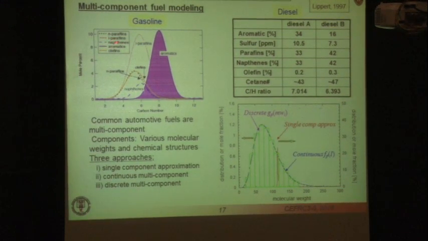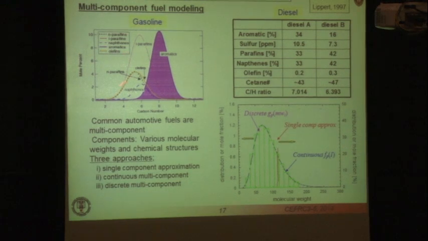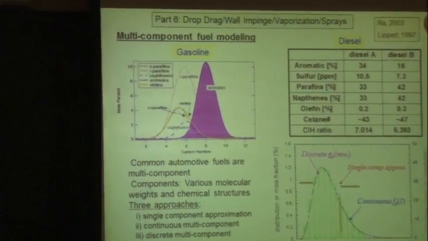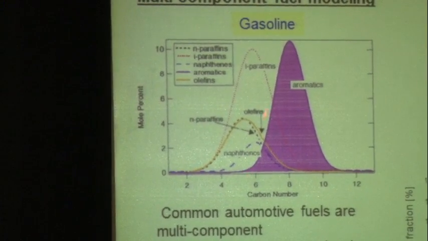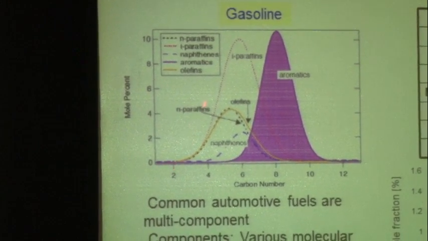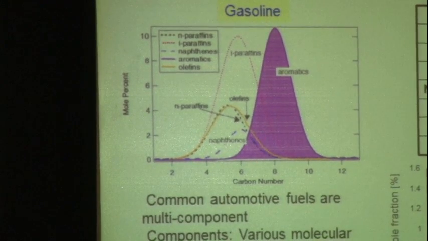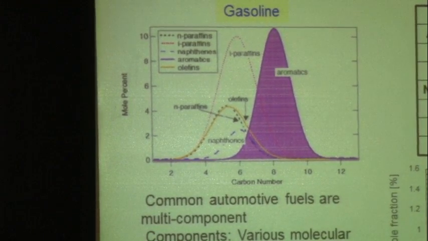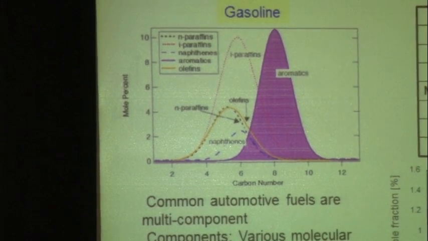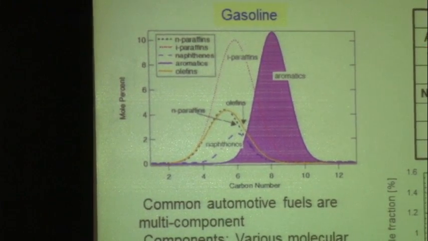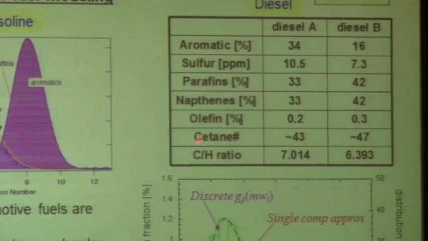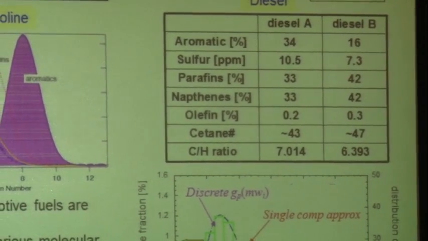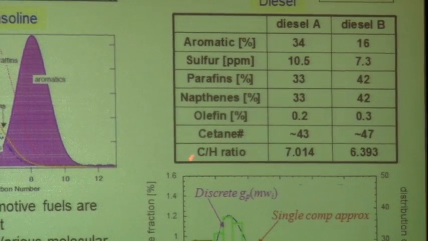various classes: normal and isoparaffins, naphthenes, aromatics, olefins. And in fact, you can see that they are distributed widely over a range of carbon number in the molecules. For example, the aromatics shown here in the purple, the isoparaffins, normal paraffins, and so on, for gasoline. If you look at diesel fuels, again, you're going to have aromatics, paraffins, naphthenes, olefins, a relatively small number of olefins compared to gasoline, and so on.